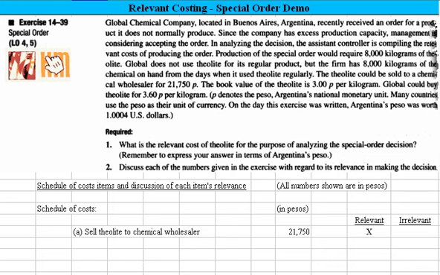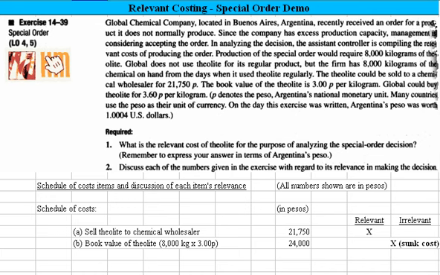Now, the next item that they talk about is the book value. The book value is 8,000 units times 3 pesos per unit, so we're at 24,000 pesos. Is that relevant or irrelevant? If you ask me, it's irrelevant because it's a book value, meaning it was paid for in the past. Whether or not we pursue this special order, that cost won't change. The reason it's irrelevant is that it's a sunk cost. So let me go ahead and type that in.